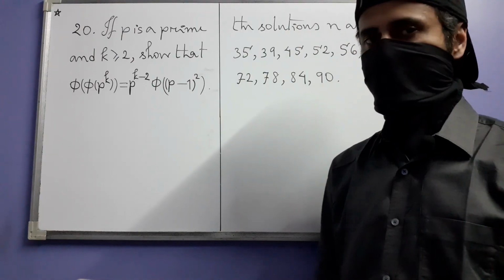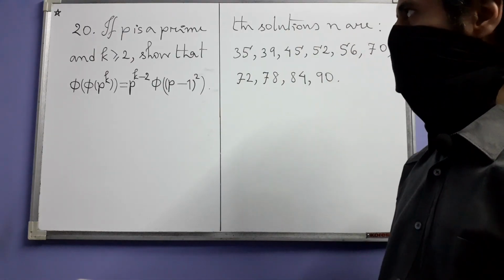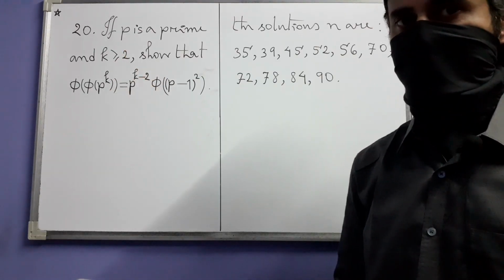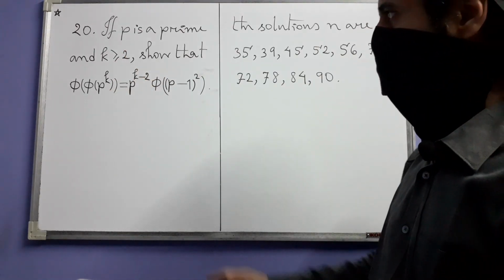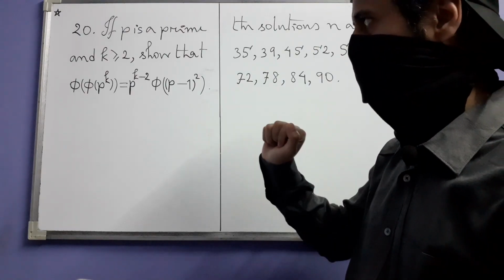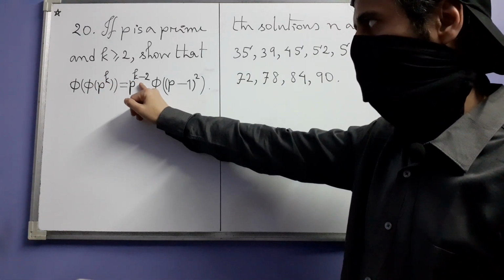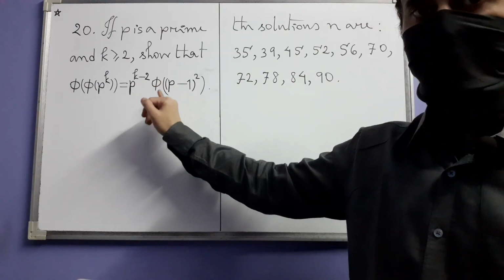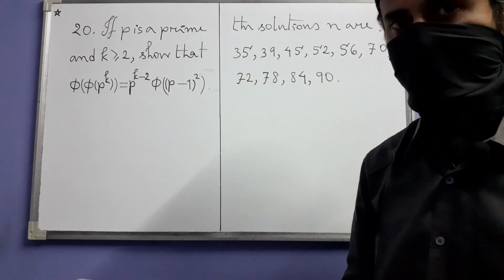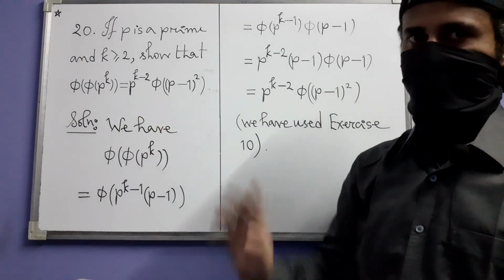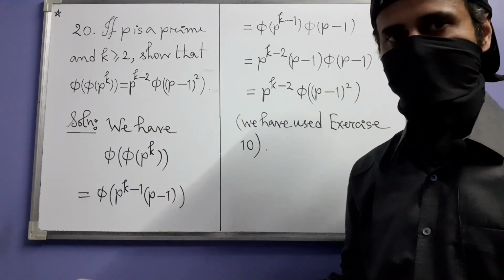And finally, let's also see number 20, where p is some prime and k is some positive integer which is at least 2. Then we have to show the following equation is true: phi of p to the power k equals p to the power k minus 2 times phi of p minus 1 whole square. We start the solution by simply considering the left hand side, and then we start to calculate.